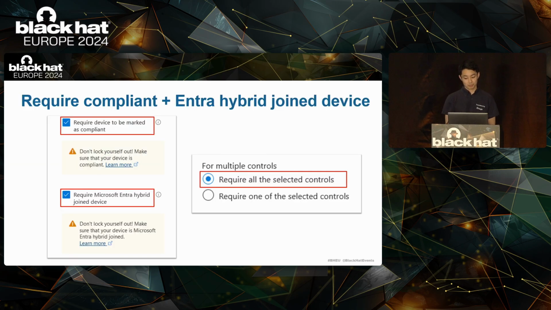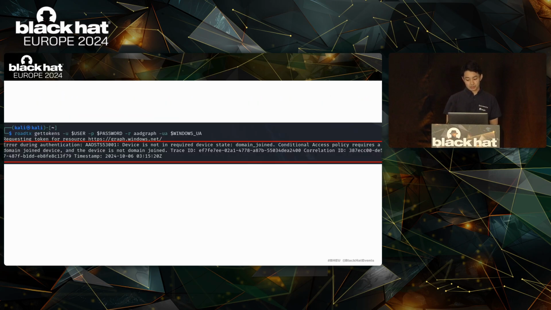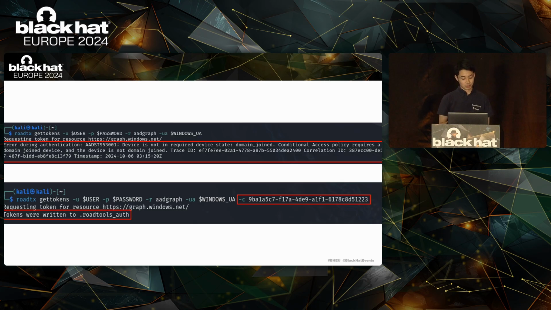Then what happens if the required Microsoft Entra hybrid joined device policy is also enabled together with the required compliant device policy? In this policy, you would imagine that with these requirements, you need an Active Directory and Entra ID joined device that is marked as compliant by Intune to access data on the cloud. And when this policy is enabled, the user login request is blocked, and it says that you need a domain joined device. However, if the request is from the Intune application, then access is granted, and you can acquire the access token to steal data on the cloud.